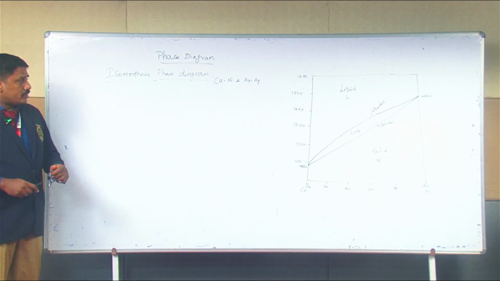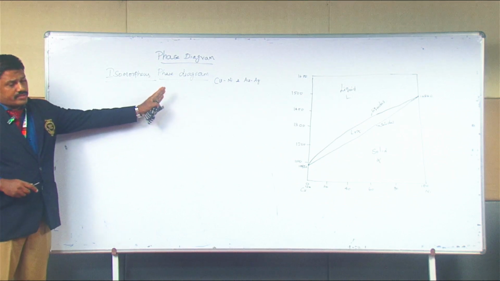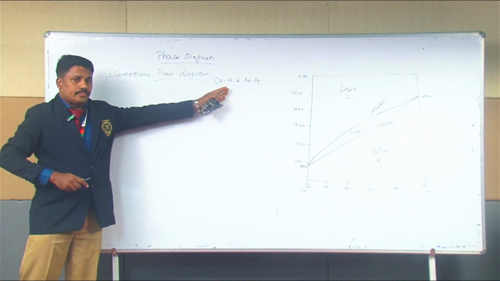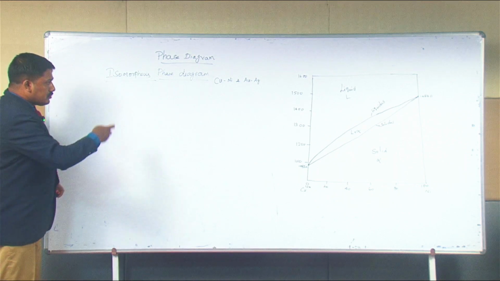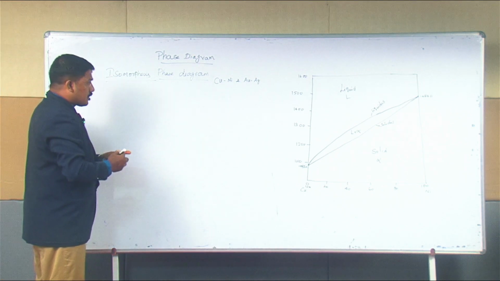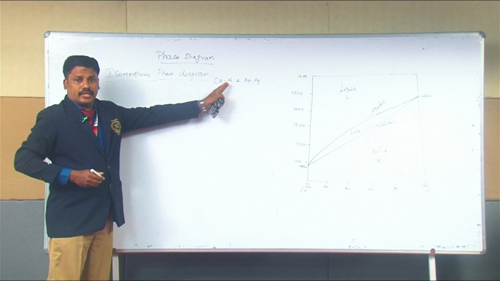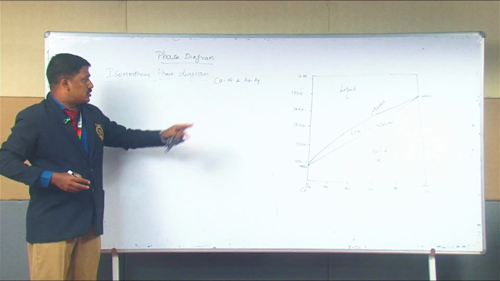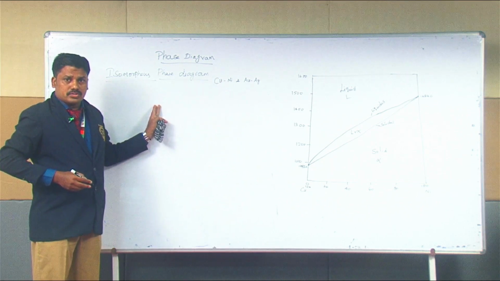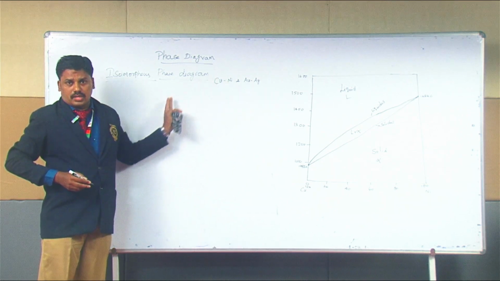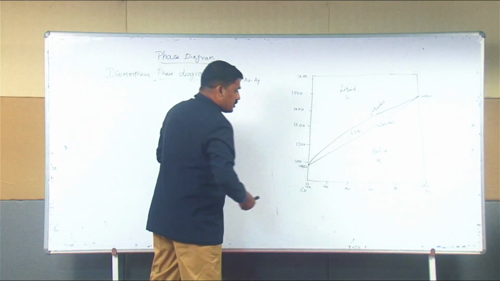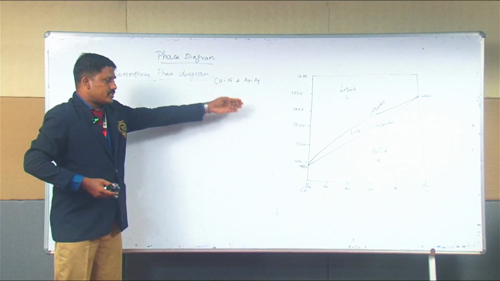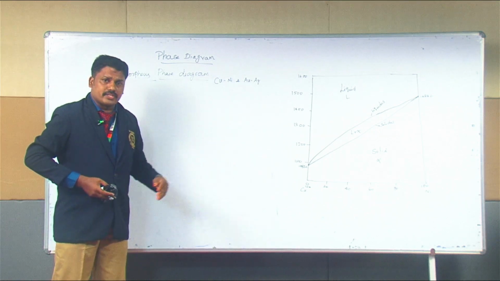In an isomorphous phase diagram, the two elements have the same crystal structure. Copper-nickel is an example of a substitutional solid solution, where nickel replaces the copper atoms. Both have the same FCC crystal structure. Now we are going to discuss the copper-nickel phase diagram, an example of an isomorphous phase diagram.